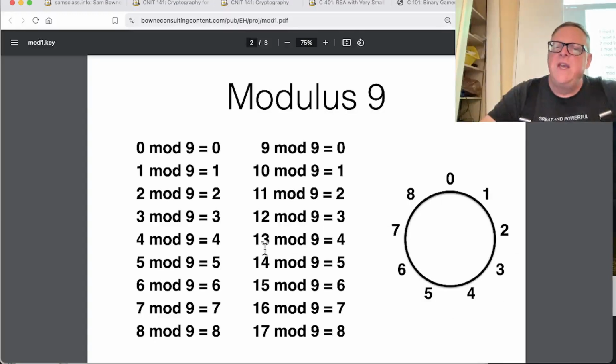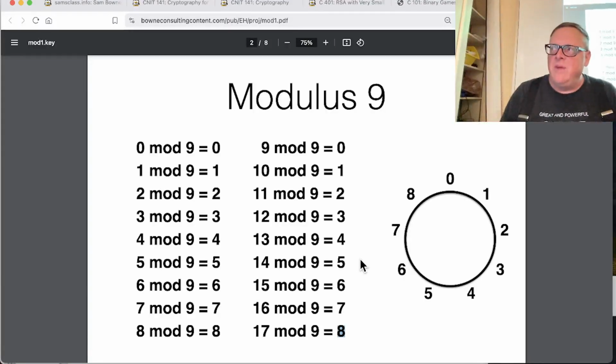You can also take the number and divide by the modulus and keep the remainder. So 12 is 1 times 9 plus 3. You keep the 3, that's the modulus. 17 is 1 times 9 plus 8, so the mod is 8. That's modular arithmetic, and this is real important in cryptography. This is how RSA works.